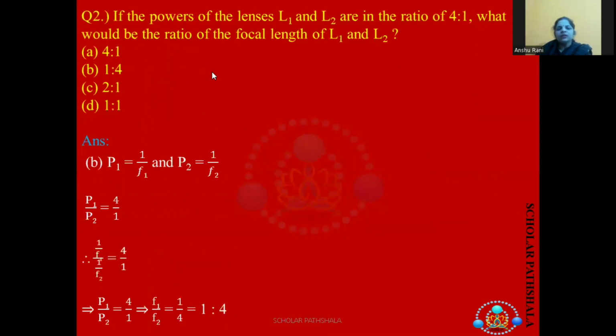If the power of lenses L1 and L2 are in the ratio 4:1, what would be the ratio of focal length of L1 and L2? We know that power is the inverse of focal length. So P1 is equal to 1 upon F1, P2 is equal to 1 upon F2. So P1 by P2 will come 4:1. That means (1 upon F1) by (1 upon F2) is equal to 4 by 1. So from here F1 by F2 is 1:4.